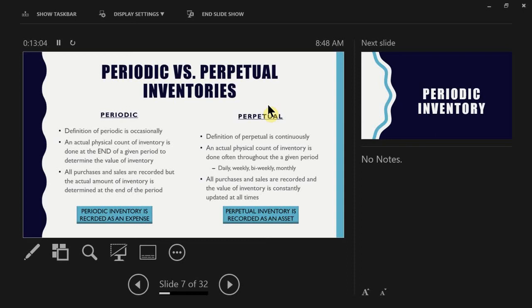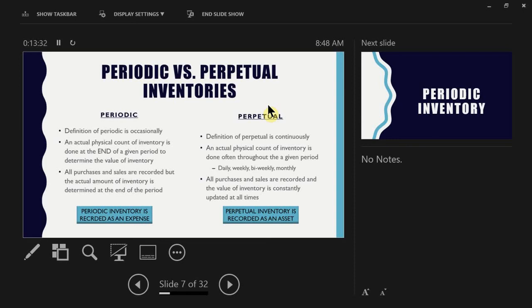If you've ever talked to someone who's been in the sales department, oftentimes when their shop is closed, someone is going to be taking a physical count of all the items that they have in the store. That is exactly what periodic inventory is. Sometimes they don't count at the end of the day, they count at the end of the week or even at the end of the month.